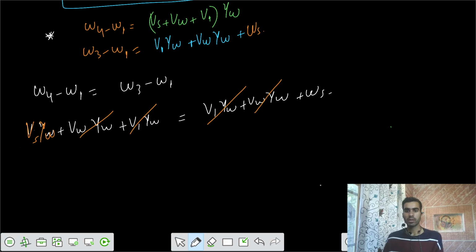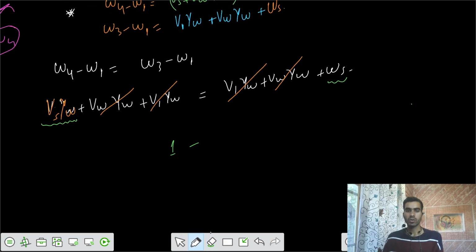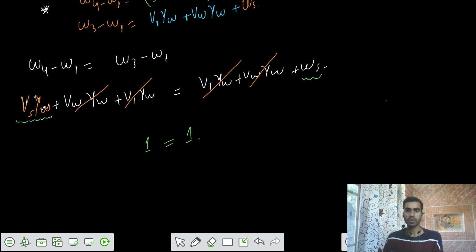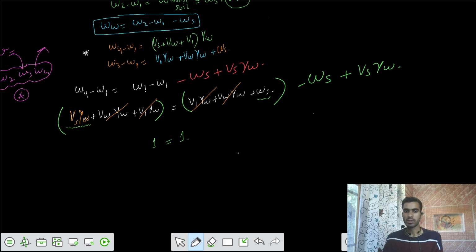So we are left with some parameter here. How can we equate that? You should say 1 is equal to 1. So that means you should add some part here also. Now I need to subtract this equation. If I subtract Ws and add Vs gamma W, if I do this here, I have to perform this here. Now I have to write that W4 minus W1 is equal to W3 minus W1 minus W solids plus Vs gamma W. This is the extra part we have to add here.